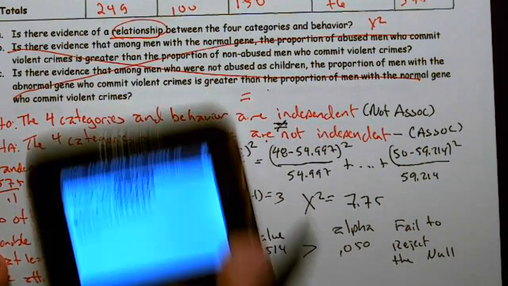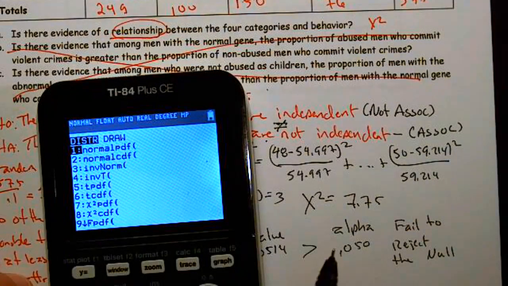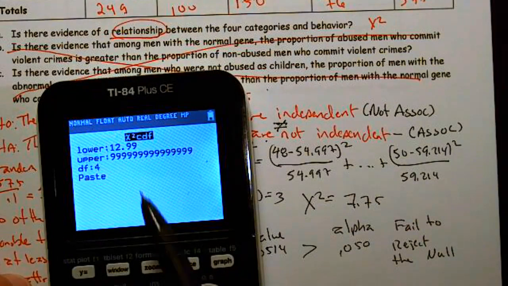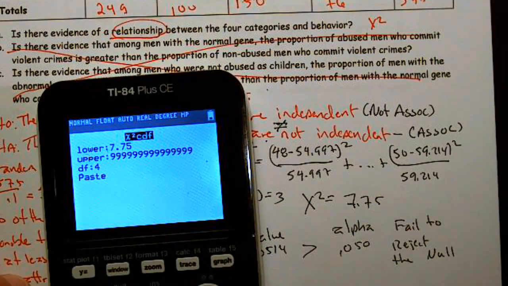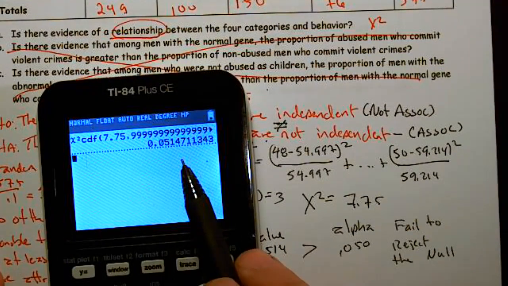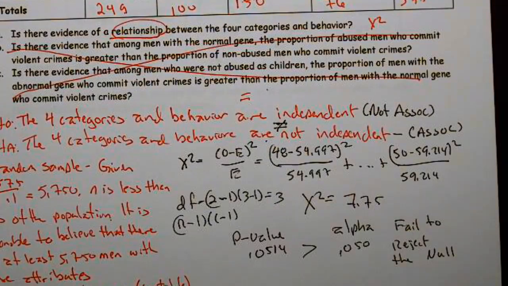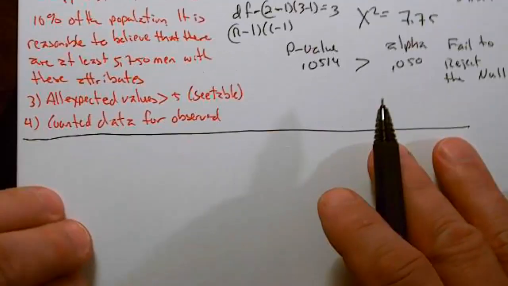As a reminder, you can do this through the calculator, second bars. Scroll down to chi-squared CDF, and we're going to put in our chi-squared value, 7.75. Upper bound infinity, degrees of freedom is 3. And once again, we get 0.0514. So here's our decision. Here's our conclusion.